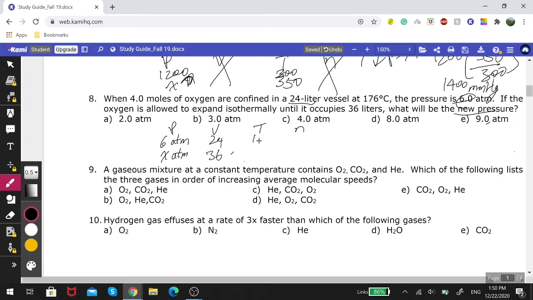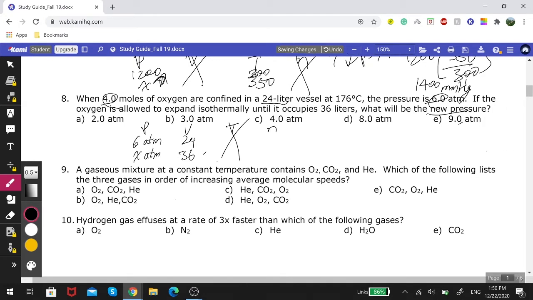Temperature is 176 to 176, so temperature did not change at all. So we do not need to worry about temperature. Number of moles, 4.0 moles, did not change either, so we can ignore number of moles. And that means we're comparing volume and pressure. And when volume increases, the pressure decreases.